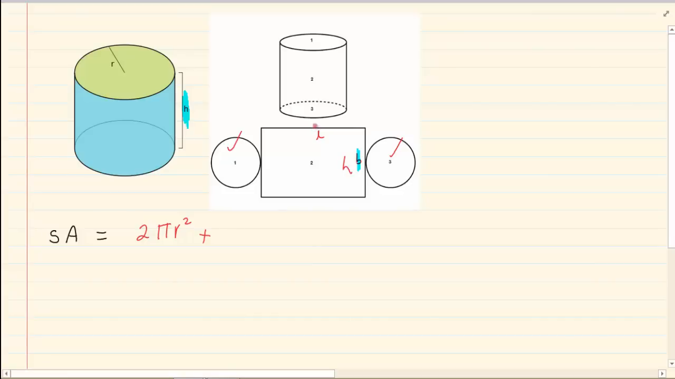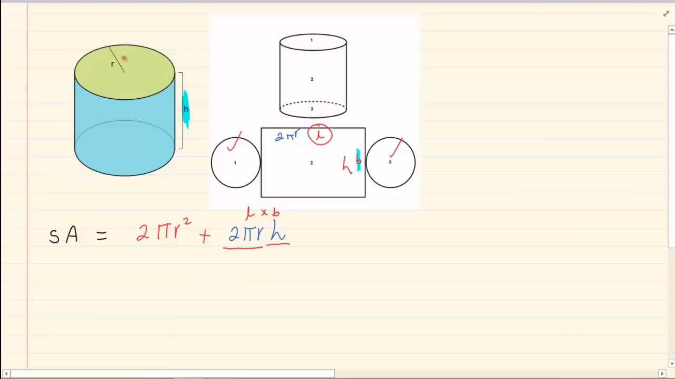So we know there's an h. But how do we get this L? The L is the circumference of the circle. If I cut this open, I'm going to end up with the circumference of the circle. And what is the circumference of a circle? 2 pi r. So we know it is 2 pi r times h, which is the same as saying length times breadth. But you have to know that the length is 2 pi r. You have to know that the breadth is h. So the surface area is 2 pi r squared plus 2 pi r h.